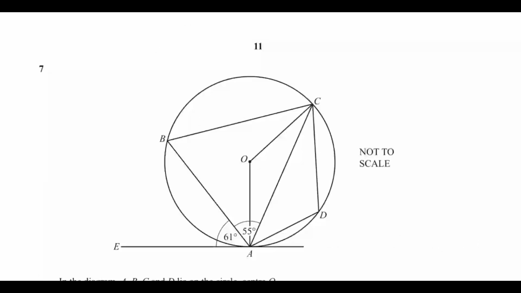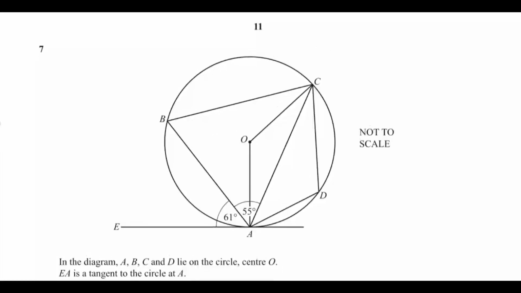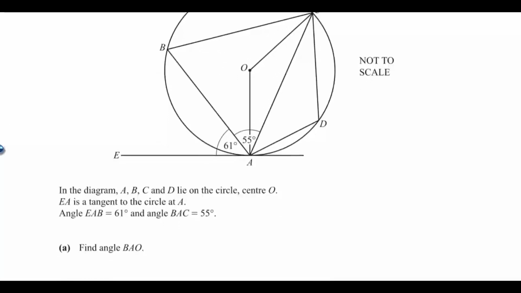That will be question 7, from paper 058042, October/November 2018. I think after this we have only one question left, and that will be the end of the video. In the diagram, A, B, C, and D lie on the circle center O. EA is a tangent to the circle at A. Angle EAB is 61 degrees, and angle BAC is 55 degrees. Find angle BAO.